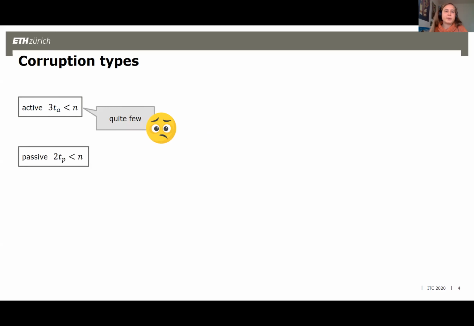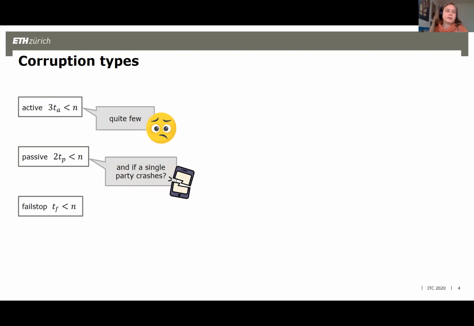Then we can have more benign adversaries. For example, passive adversaries don't control the parties, but only see the states. And here we can tolerate more. The downside is that if a single party crashes, these protocols don't give any guarantees. And then we also have fail-stop adversaries, which are not so interesting because they're super weak. They don't see any internal states and just crash parties.